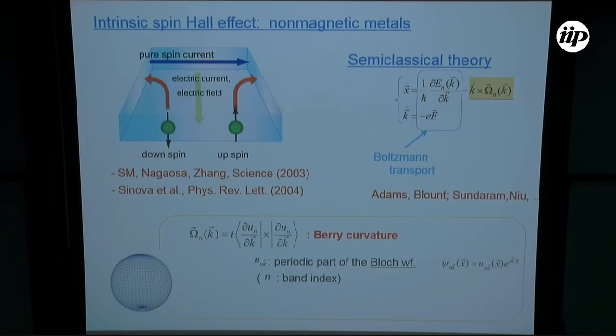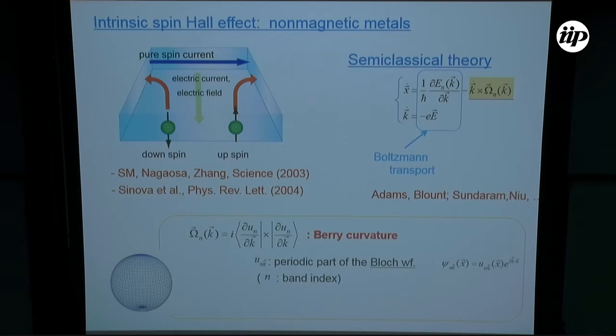So let me begin with the spin Hall effect, which has been discussed by the previous speakers. We formulated the spin Hall effect in terms of the Berry curvature some time ago, and this is a schematic picture of the spin Hall effect.